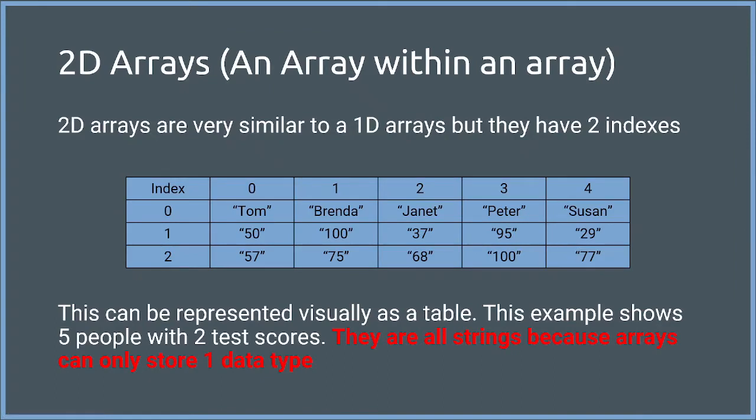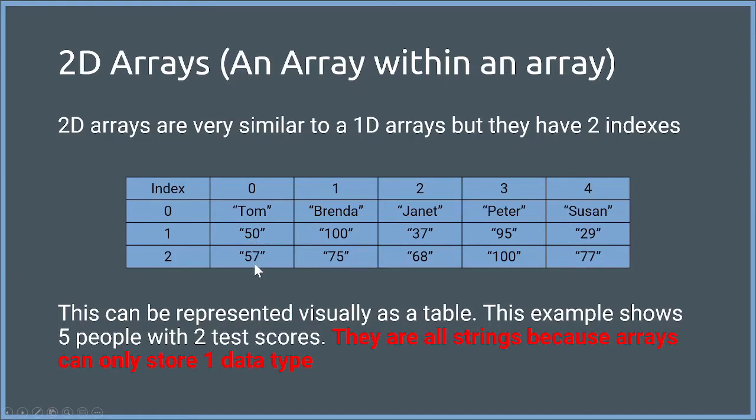Two-dimensional arrays start to make this a little bit trickier because we now have 2 indexes that we're looking at. Now this can be represented visually as a table. So you can see here that I have got 5 people with 2 test scores, and I've stored the name of the person at index 0, and I've stored their test scores at indexes 1 and 2.